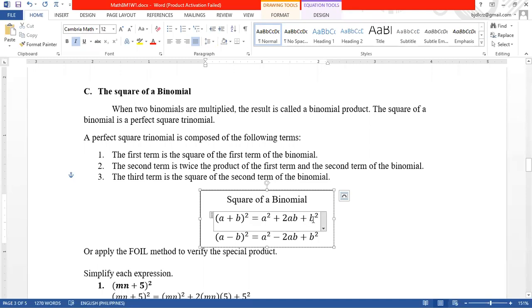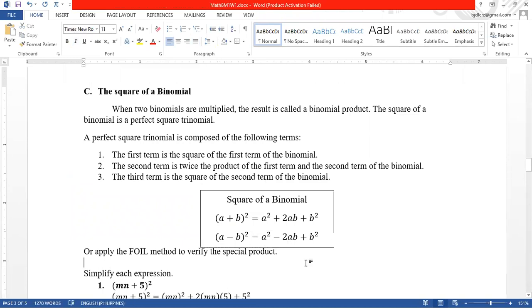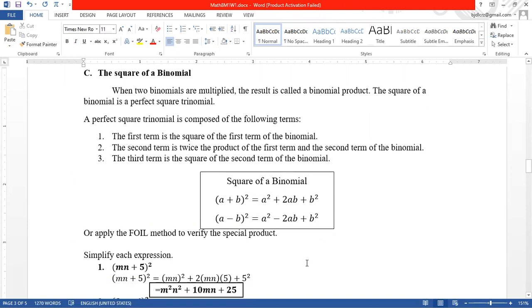And lastly is square the last term. So the last term is B. So we're going to square the last term. So that would be B squared. Same process as the second one. If we have a negative sign, square the first term, but then the sign of the second term changes, which is minus. Minus twice the product of the first and second term plus square of the last term. So you can also apply the FOIL method here to verify the special products.